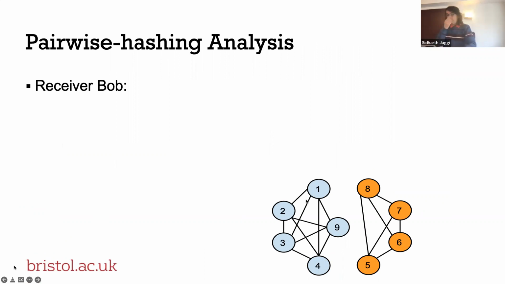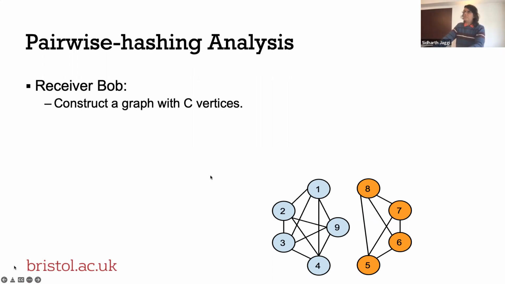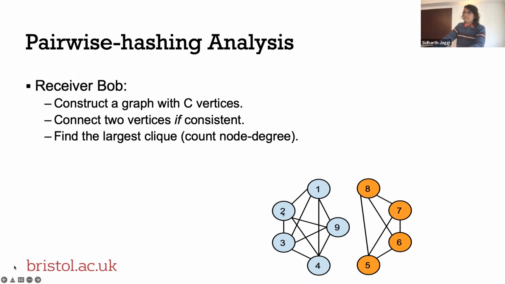So the decoder Bob can say, okay, packets 1, 2, 3, 4, 9 are consistent. Maybe 8, 7, 5, 6 are consistent, but there's no pairwise consistency between these. So maybe packet 1 and packet 8, their hashes do not cross verify, right? So what does he do? The decoder just picks the largest clique, the largest set of self-consistent nodes, and uses that to decode. Okay.